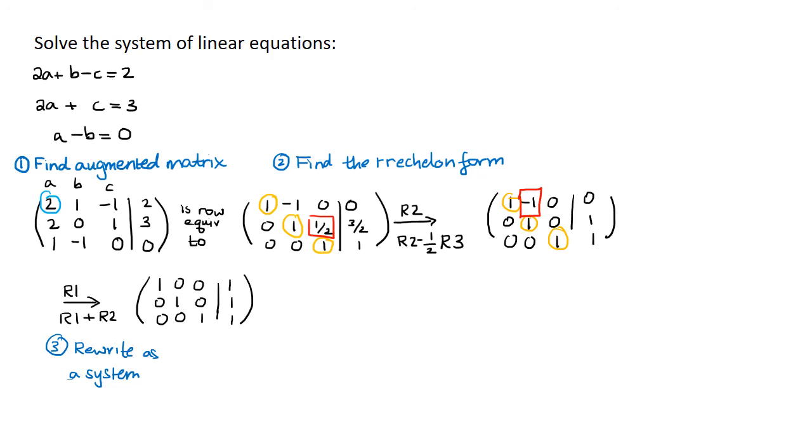Indeed, we see that 1 times A is equal to 1, and 1 times B is equal to 1, and 1 times C is equal to 1. And so there's a unique solution of 1, 1, 1.